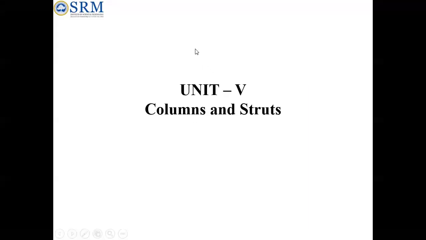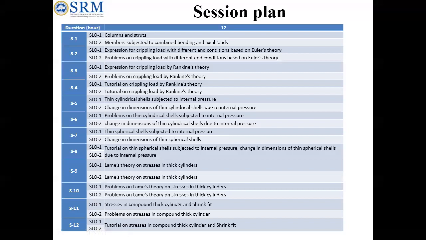So this is the material which is shared to you for columns and struts. We'll discuss what is a column, what is a strut, and what types there are. Then the two theories, and then how we can solve problems. This is the session plan for unit 5.